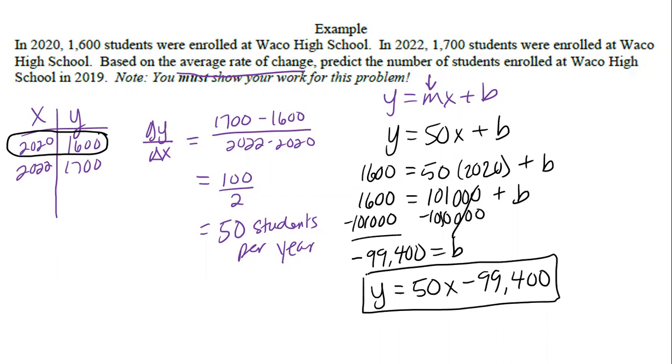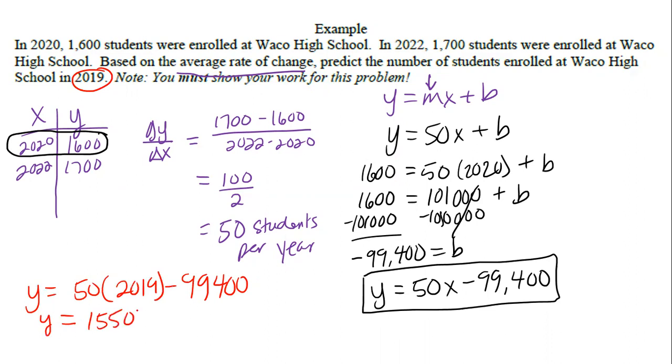And now what year did it want us to find it for? 2019. Can I just plug in and solve for that? Yeah, so we have y equals 50 times 2019 minus 99,400. And what do we get? How many students were predicted? 1,550. 1,550 students. Good job.